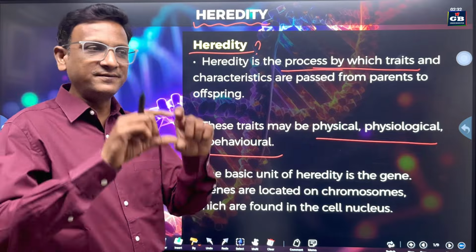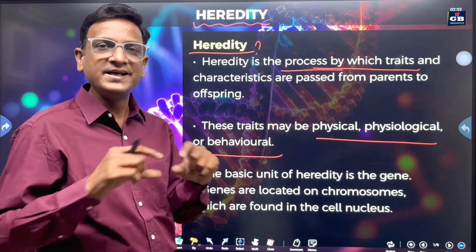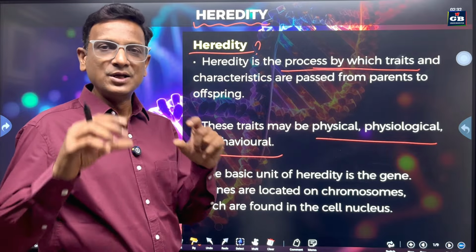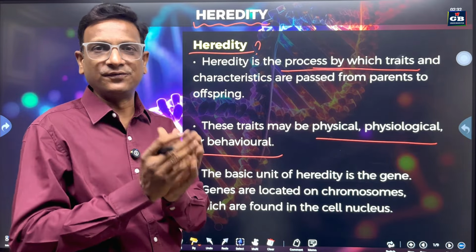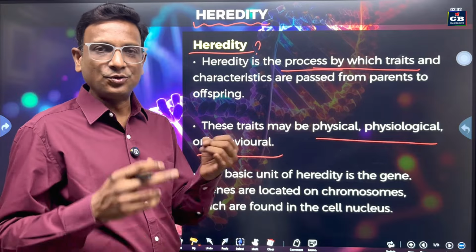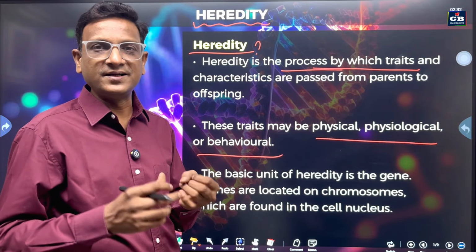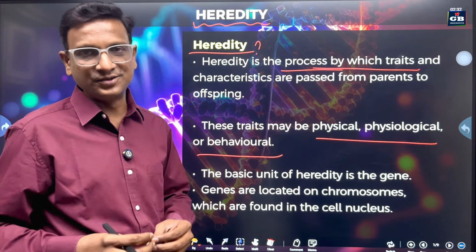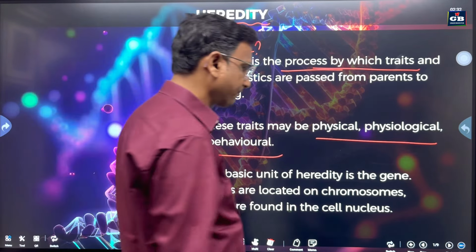So what are genes? Gene is a part of DNA. What is DNA? DNA is a part of chromosome, right children? Chromosome is present in the nucleus of the cell, right? So chromosomes contain DNA, DNA contains the genes. Genes are responsible for the characteristics of the organisms. Next.